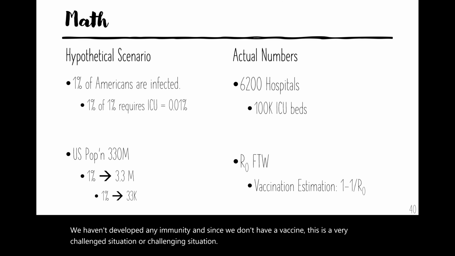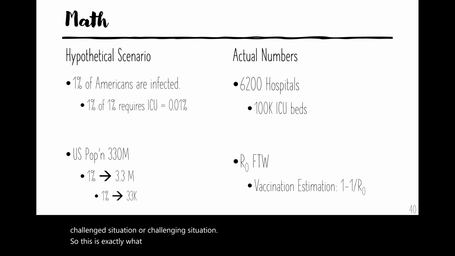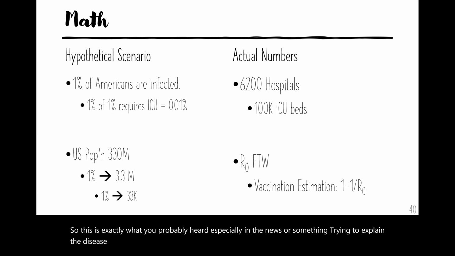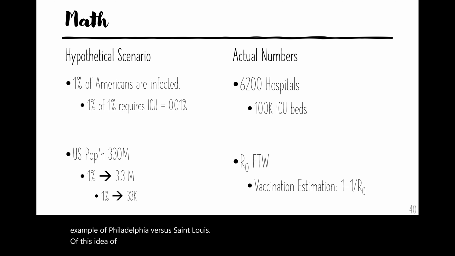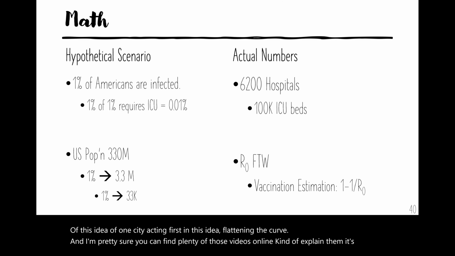And so this is exactly what you probably heard, especially in the news or from somebody trying to explain the disease, what happened with the Spanish flu. Okay, everybody kind of likes to throw that example of Philadelphia versus St. Louis, of this idea of one city acting first and this idea of flattening the curve. And I'm pretty sure you can find plenty of those videos online explaining them.